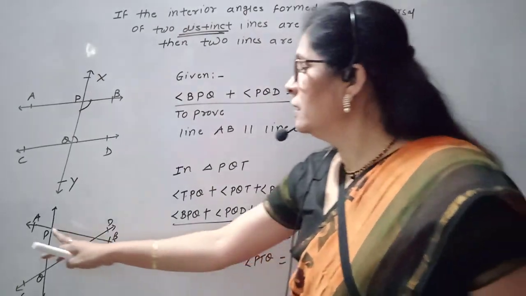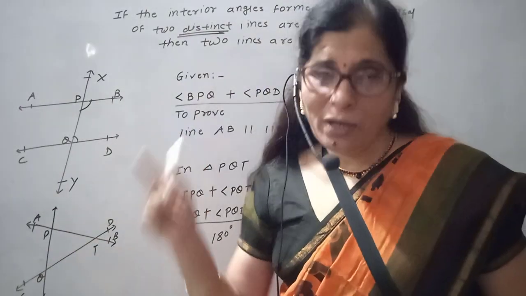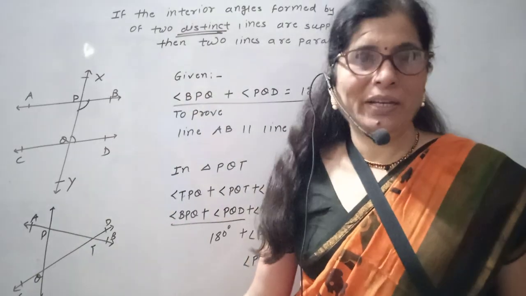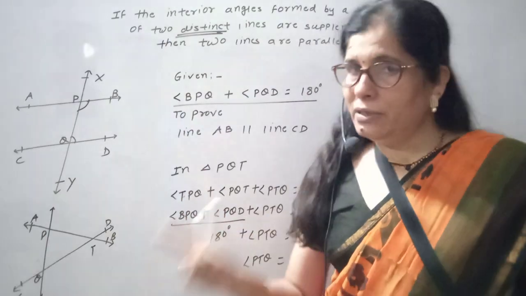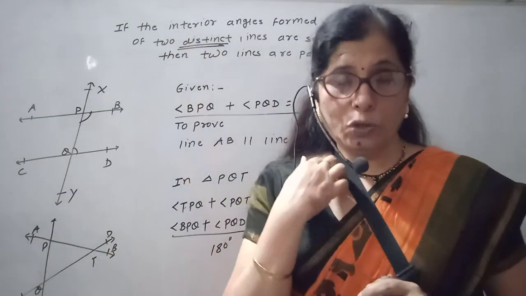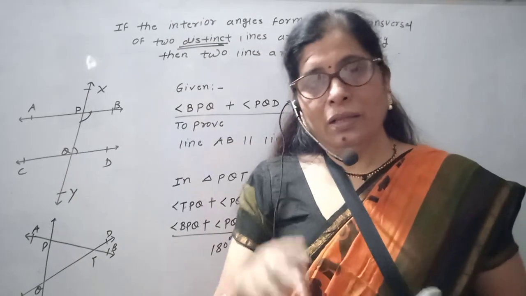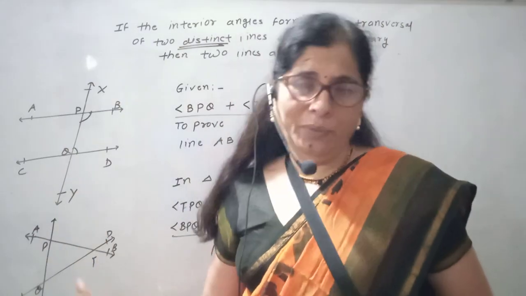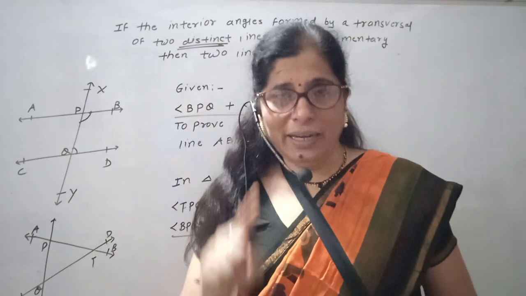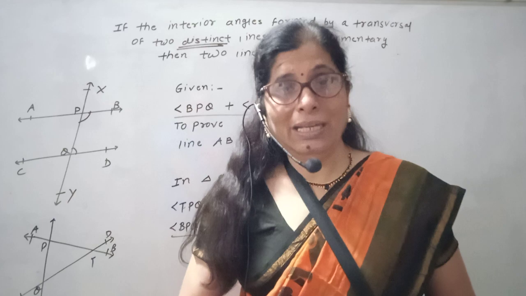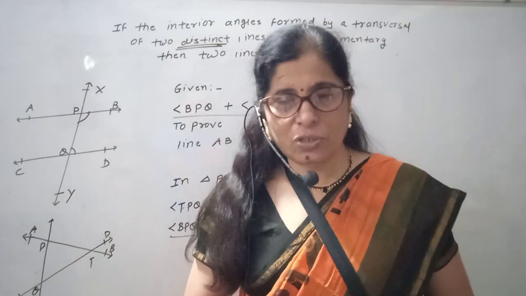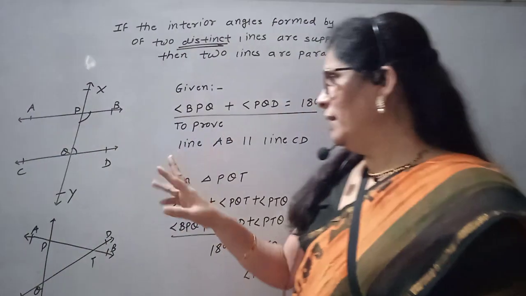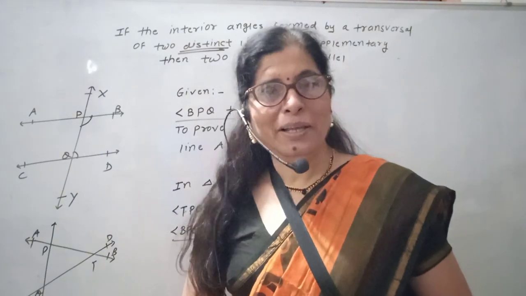Hence, to assume that these two lines intersect each other is not a correct assumption. If lines intersect each other, then addition of these two angles must be less than 180 degree according to Euclid's postulate. Again I am repeating, this is indirect proof. Here we are assuming that lines are intersecting but addition is equal to 180 degree. This assumption is a wrong assumption. If this is a wrong assumption, then what is the correct statement? Lines are non-intersecting. Non-intersecting means what? Lines are parallel lines. Hence, it is proved that line AB and line CD are parallel lines.